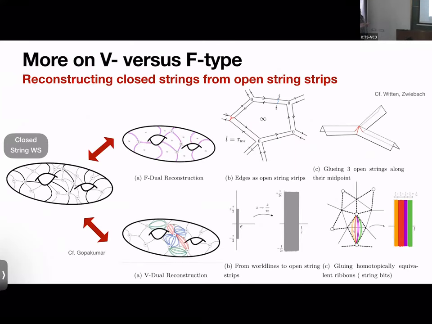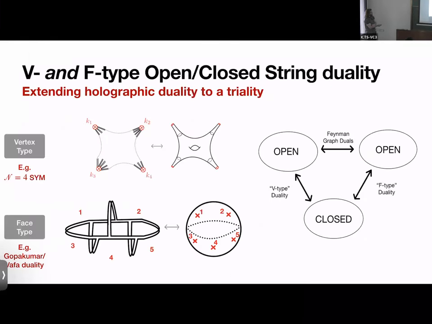Okay, good. So maybe I'll skip a little here. This is just some details as to how this construction can work. But the punchline that I want you to come away with today is not just that there are possibly two ways in which open closed string duality can work. At least, we think that this should be a more general, broader thing about holography.